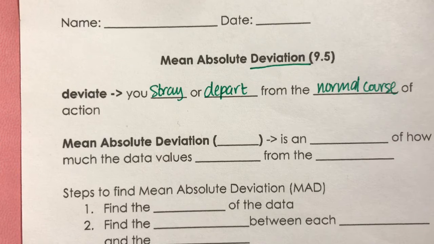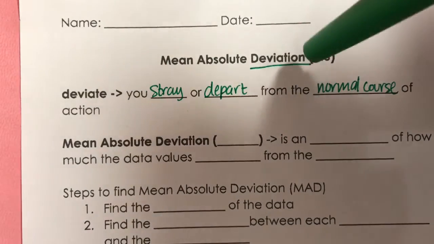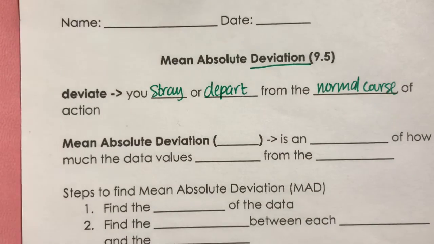So if I say that she deviated from her schedule, that means that she strayed or departed from her regular schedule. So if we're trying to look for a deviation of something, that means we're going to be looking for a change or a departure from the normal course of action.